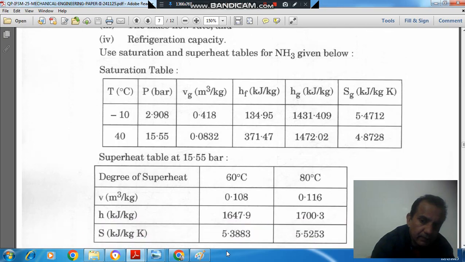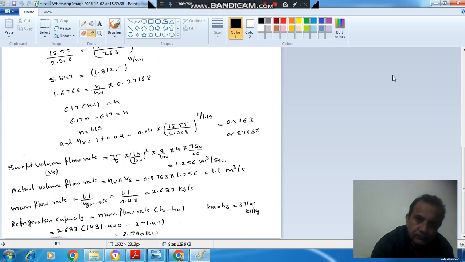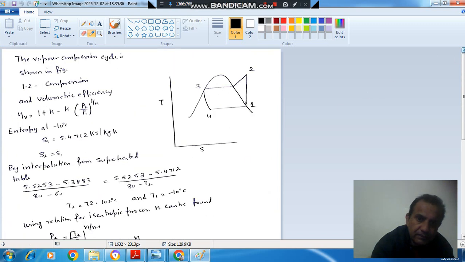At 15.155 bar. Okay. So this is the given vapor compression cycle on TS diagram. 1-2 is your compression process, so it is the compressor, and we know that volumetric efficiency of a compressor is 1 plus K minus K (P2 by P1) raised to 1 by N, where N is your polytropic exponent. Here the polytropic exponent is your gamma because it is an isentropic process, and K is your clearance volume ratio. Okay. So now we have to find out this N because we have P2 and we have P1.